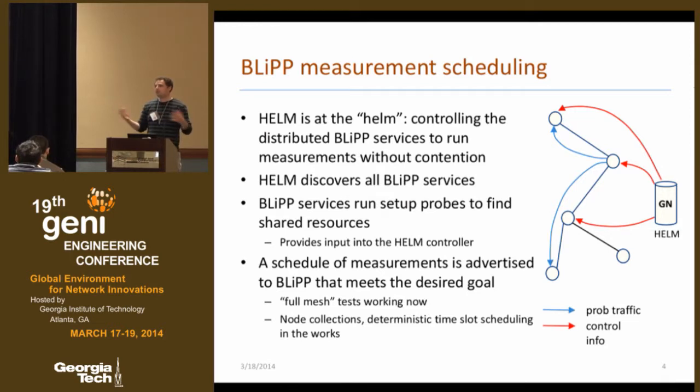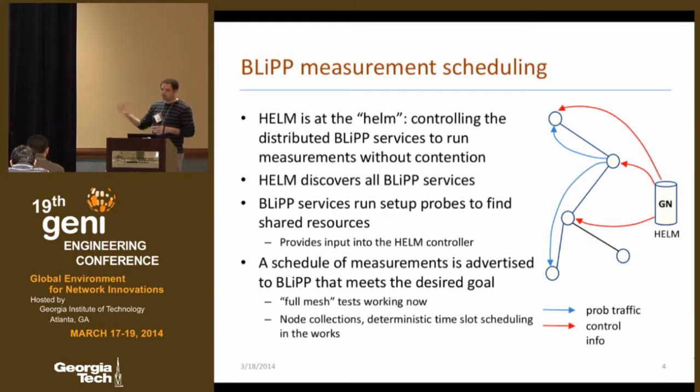So you might have a use case where you want to have a bunch of shared resources that you're trying to measure across, and you don't want, obviously, to have bandwidth probes running across those shared resources at the same time. So what a Helm controller does is basically discover where all the services are, and it runs some initial set of probes to figure out where the shared resources are, updates the measurement objects in UNIS to determine what type of schedule it can then perform.